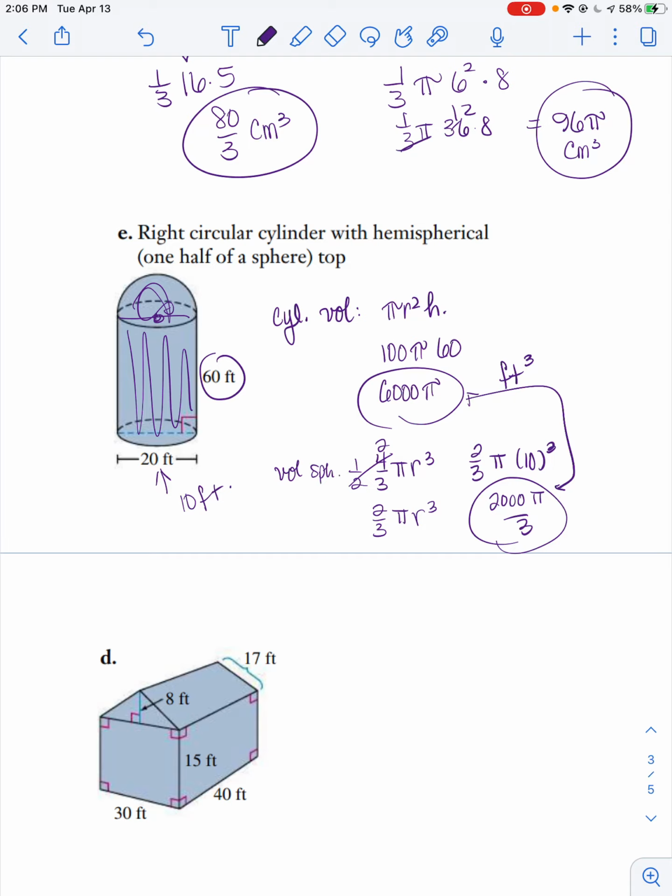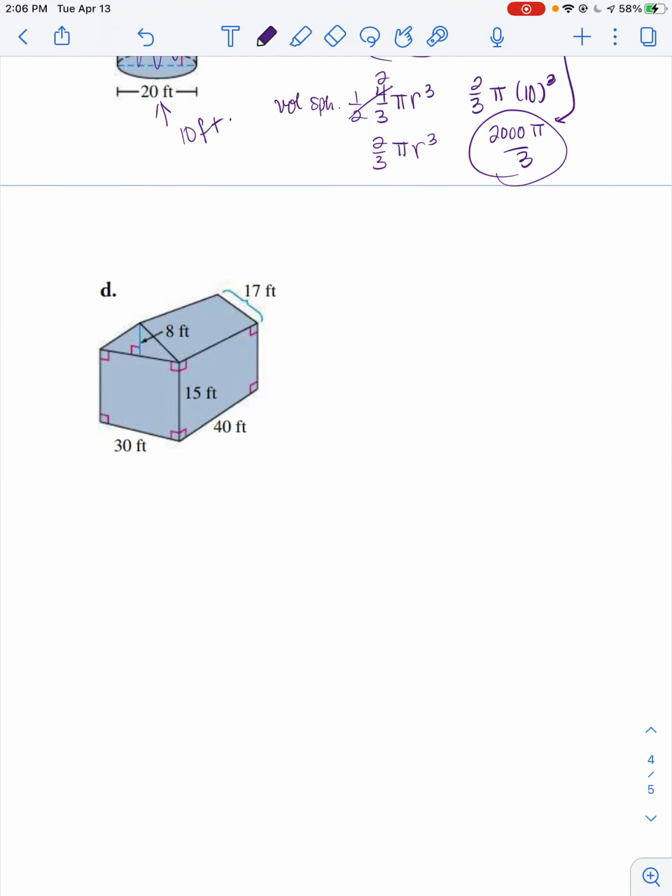Finally, as we go down to letter D, again with the volume, this looks like a rectangular prism on the bottom with some sort of triangular prism on the top. So what is the rectangular prism volume? Well, that's just base times width times height, so 30 times 40 times 15, which gives me 18,000 feet cubed. Well, how am I supposed to find that triangular prism on the top?